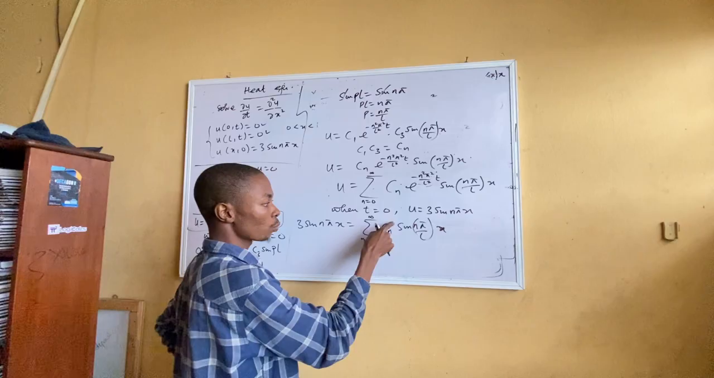But you return it back to your final solution. My final solution will be U equals, well, I already know Cn to be 3. That will be summation of 3 e raised to power minus n squared pi squared over L squared t. Oh, L is 1, so I don't need this. Sine n pi x. I already know that L is 1, right? Sine pi is fine. That's our final solution. It's in summation form.